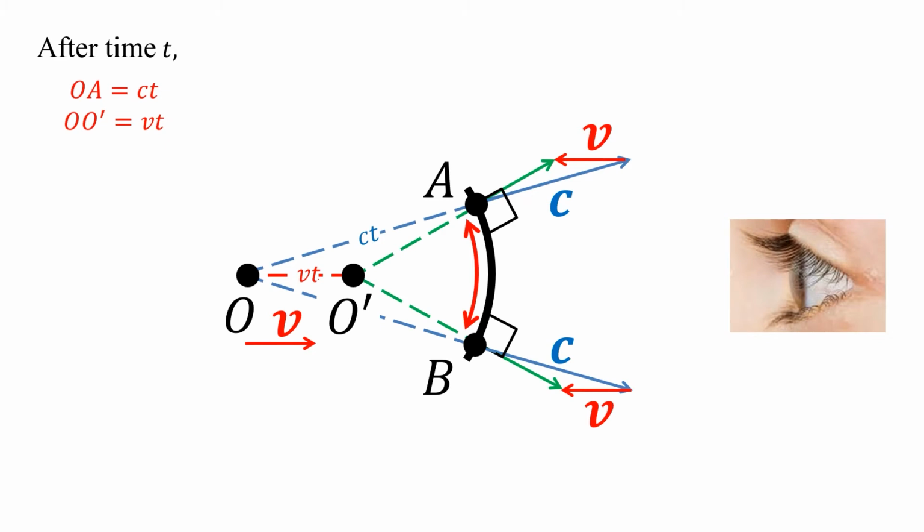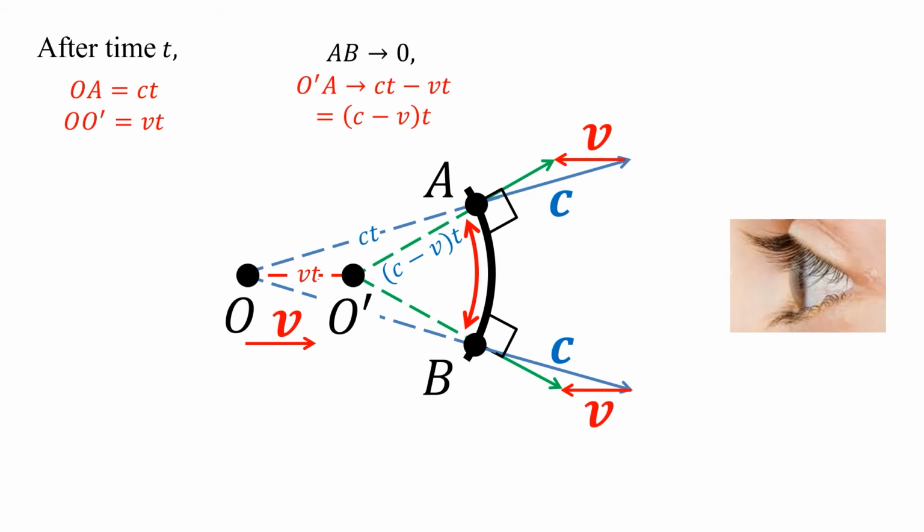In practice, the two rays reaching the eye of the observer are almost parallel, and the 2 points A and B almost coincide. Therefore, the apparent radius O'A equals OA minus OO', or CT minus VT. In other words, the radius of the observed wave increases at the speed of c minus v.